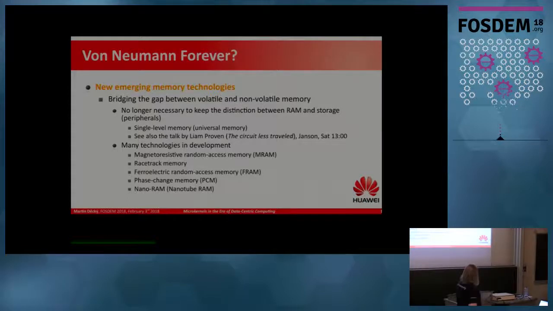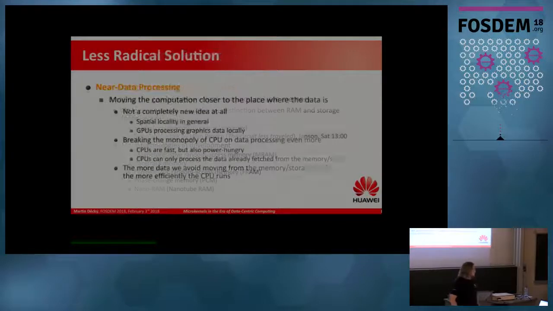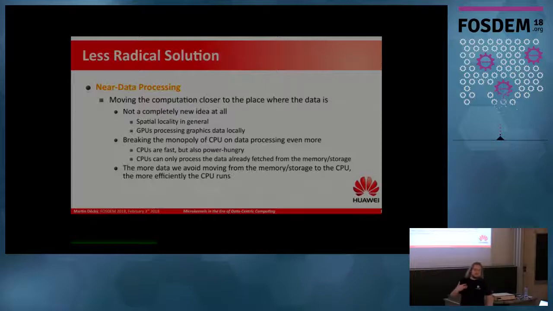So let me switch the topic for the third time, and let me speak about more evolutionary, less radical solutions to the problem of the memory barrier. And this is called near data processing. So reshaping the architecture of computers by moving the computations, or some parts of the computations, closer to where the data actually is. So for example, moving the computation partially to the memory or to the storage.